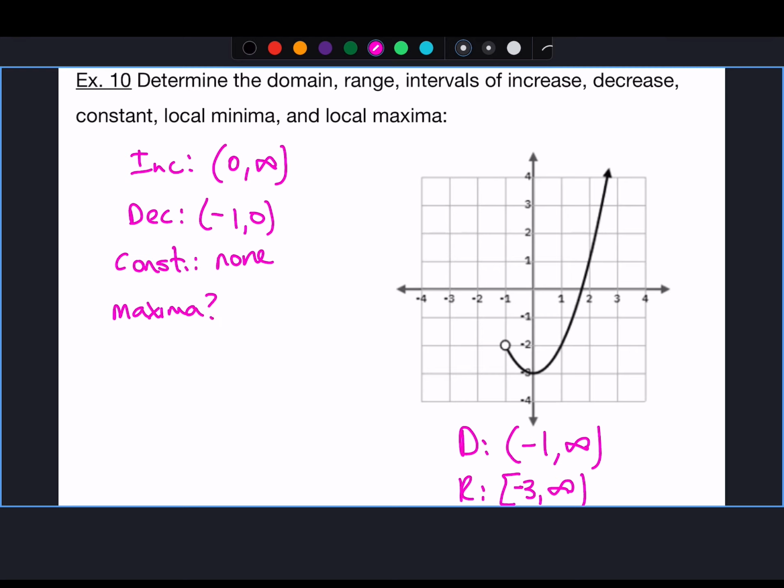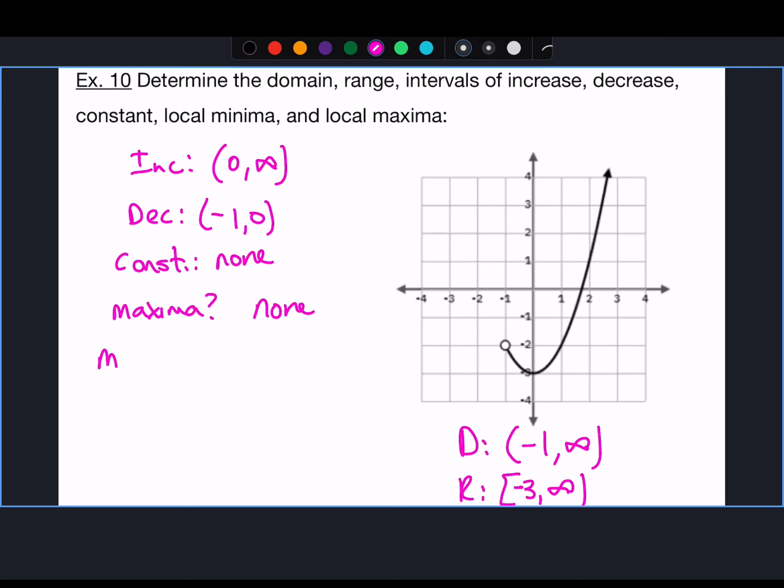Infinity is not a number. It's a concept that says we're going on. It keeps going, so that's not a maximum. A maximum is a place where we're going from increasing to decreasing. That's how we get a maximum. Do we have any where we go from increasing to decreasing? No, we do not. So there are none.